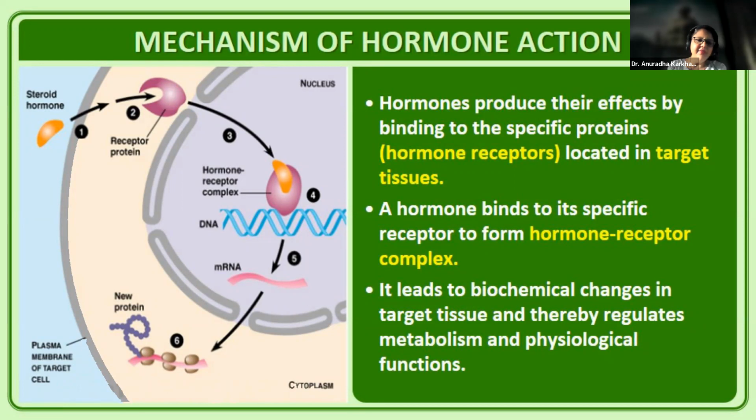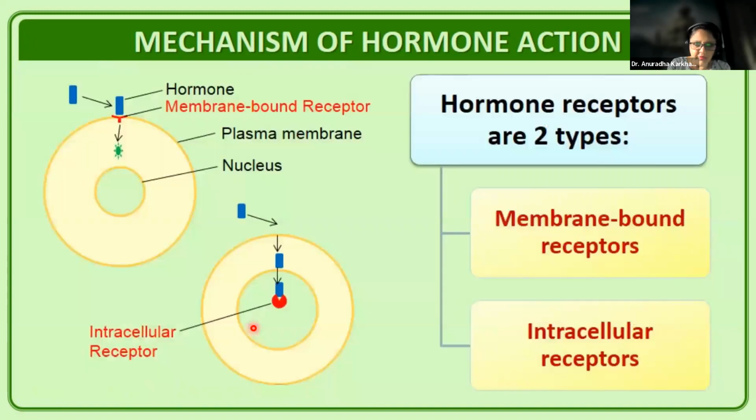So here you can see very clearly that this is a hormone. It is coming and attaching to the receptor. Then they form a hormone-receptor complex, and then they go to their target areas and show their action. So how is it going to happen? By two methods. Let us see both of them.